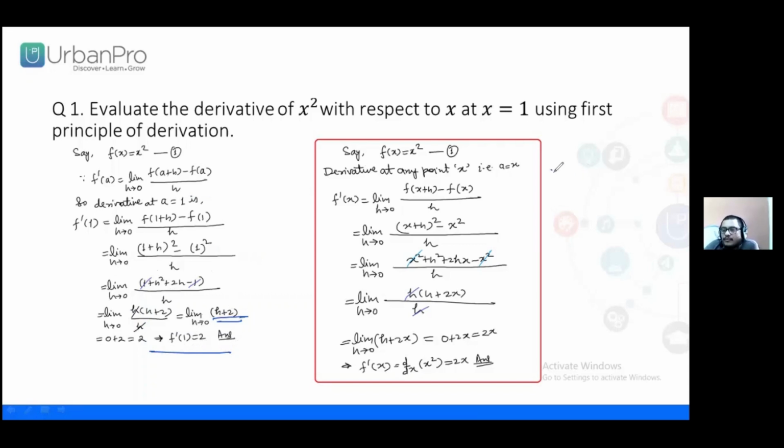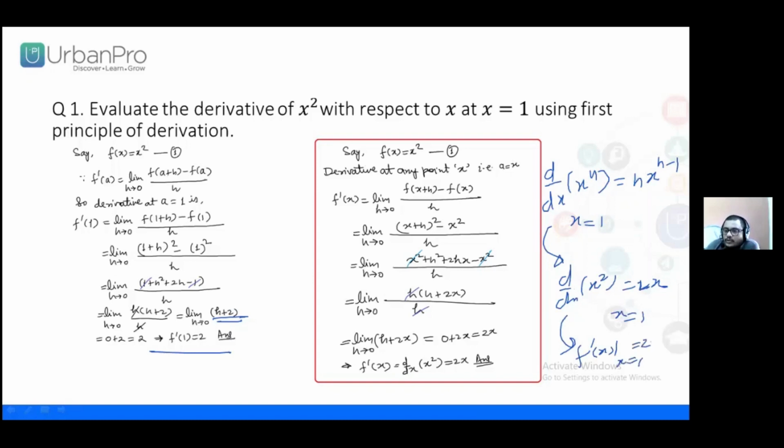We can use the simple formula d by dx of x to the power n equal to n times x to the power n minus 1. Derivative of a function x to the power n with respect to x is equal to n times x to the power n minus 1. So if we write x equal to 1 here, then we can find derivative of x square is equal to 2x, and replacing this x equal to 1, we will get the value of derivative at x equal to 1 equal to 2 into 1 equal to 2. So we have got the same answer as we have got here, but this formula has come using the first principle derivation. So all the formulas of derivative have been found out using this definition, using the first principle.